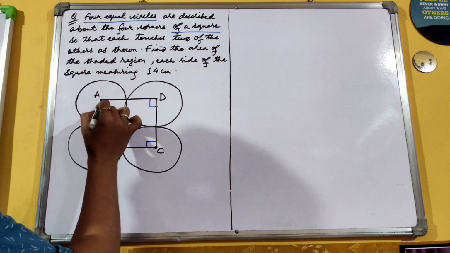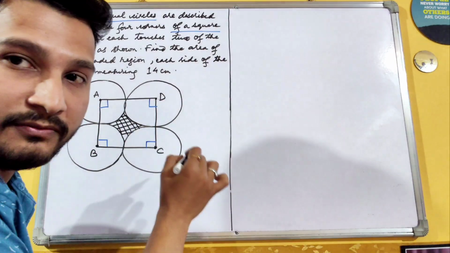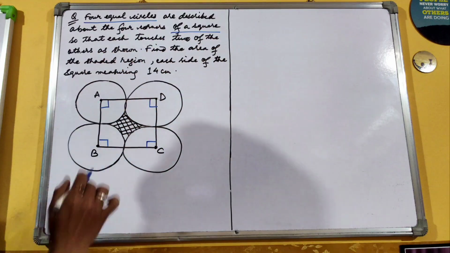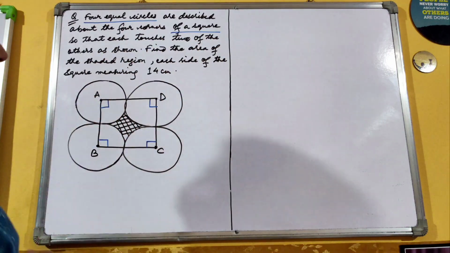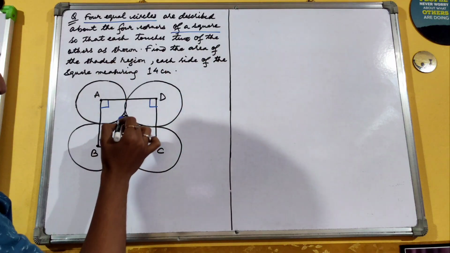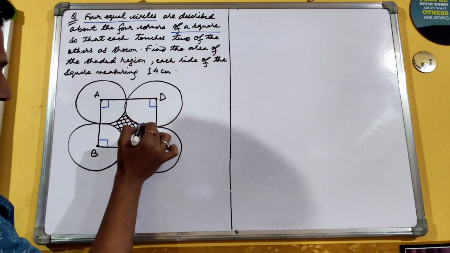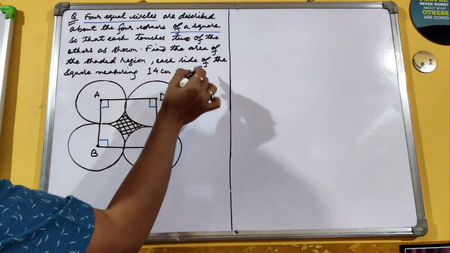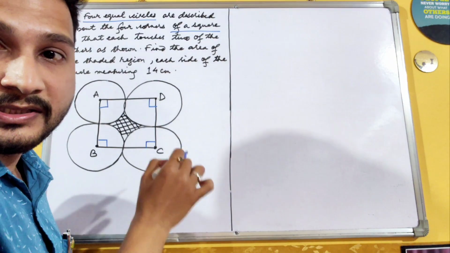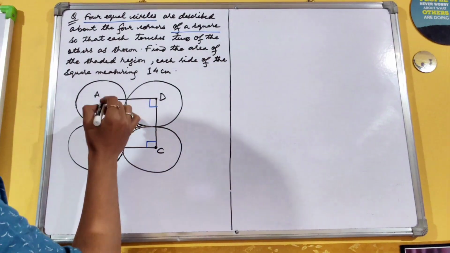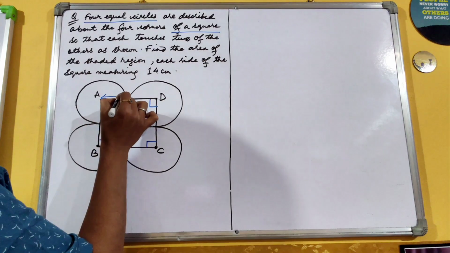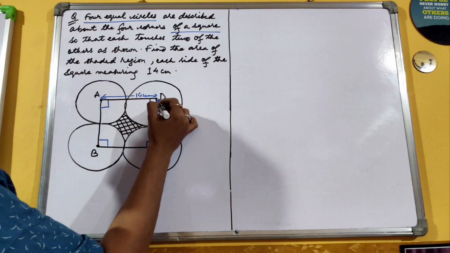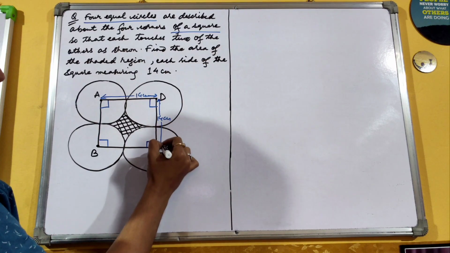The centers of the circles will lie at the 4 vertices of the square, so that each touches 2 of the others as shown in the figure. So each circle touches the other 2. Find the area of the shaded region, meaning the area of this meshed portion. Each side of the square measures 14 centimeter. Now each side of the square measures 14. So you can say AD is what? It's 14 centimeter. What is DC? DC is also 14 centimeter.